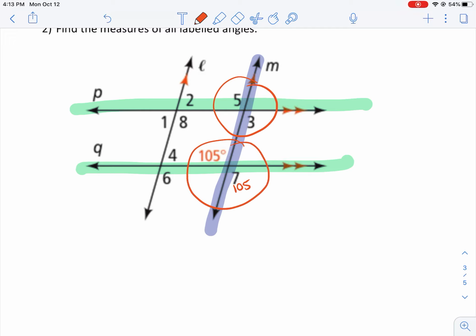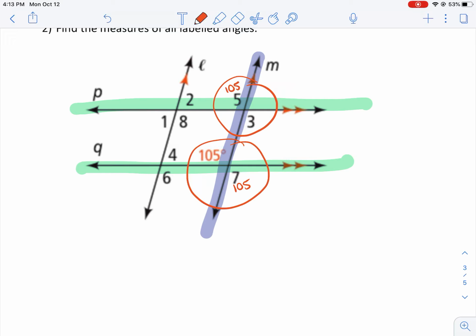So those are the two sets of angles that are connected by that transversal, so they are the ones that can be related to each other. Well, I can see that angle 5 and this 105 are corresponding angles. Because these two green lines are parallel, corresponding angles are congruent, so I know that angle 5 is 105 degrees.